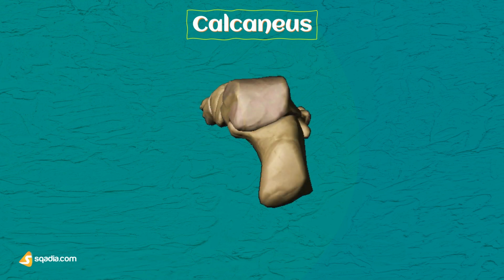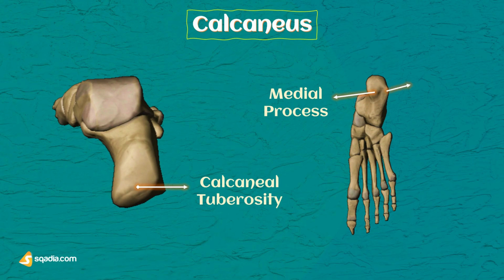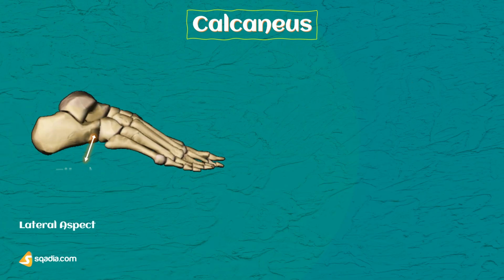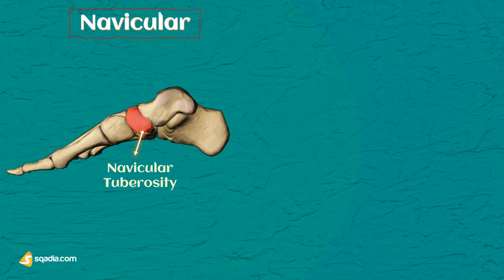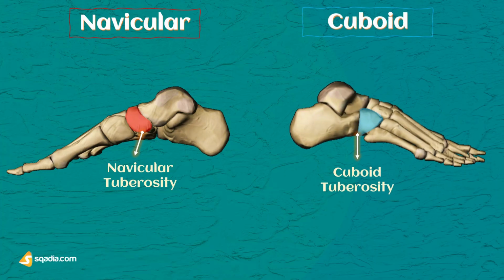Moving on to the calcaneus, the largest of the tarsal bones, it's also known as the heel bone and has a calcaneal tuberosity. Looking at its inferior surface, this here is the medial process of the calcaneal tuberosity, while this part is the lateral process of the calcaneal tuberosity. The peroneal or fibular trochlea is located on the lateral aspect, while the sustentaculum tali is found on the medial aspect. In the distal row, the navicular and cuboid bones both have tuberosities, with the cuboid bone also featuring a groove for the fibularis longus tendon.